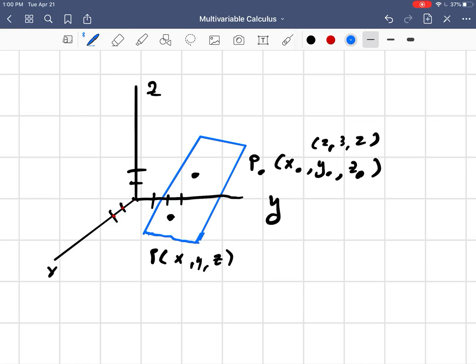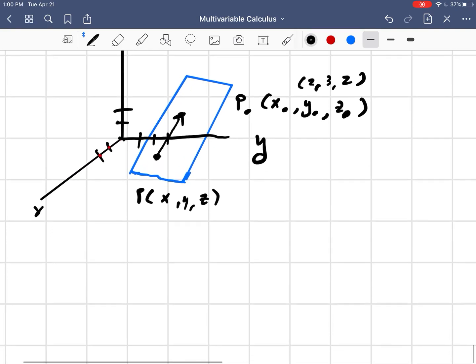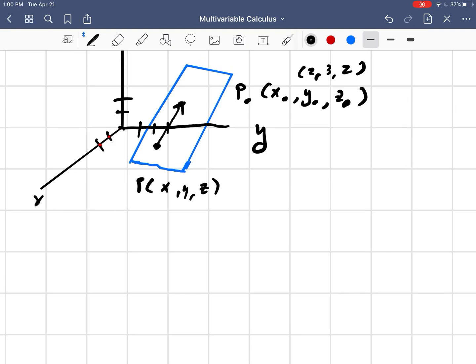Ooh, I wanted to get rid of the dots. Okay, I'm really messing it up now. Okay, let me draw my axis back in. And let me draw the plane. Okay, so we can create a vector, right? Between these two points, like this. We can create this vector.